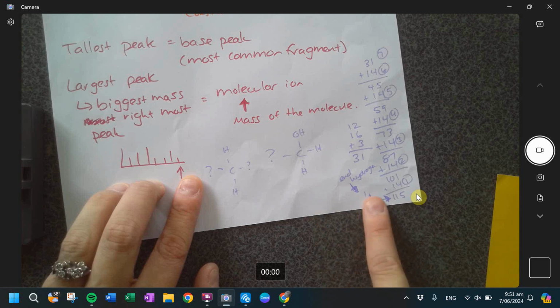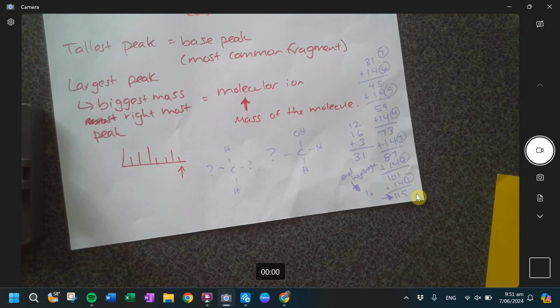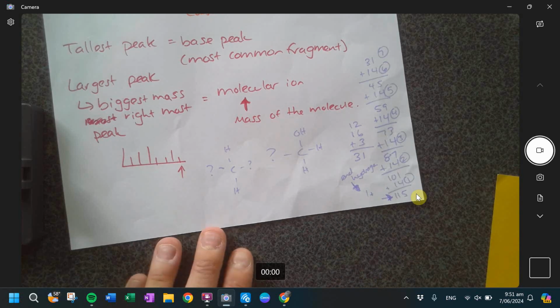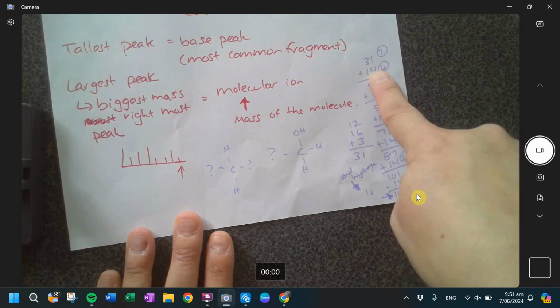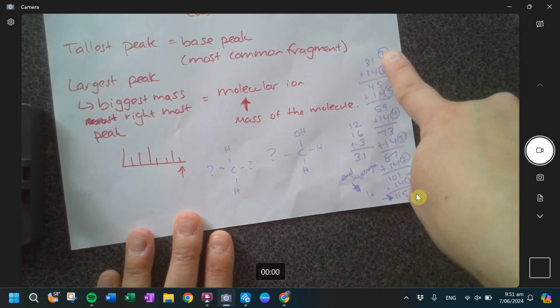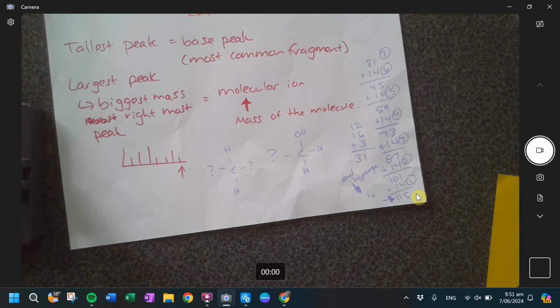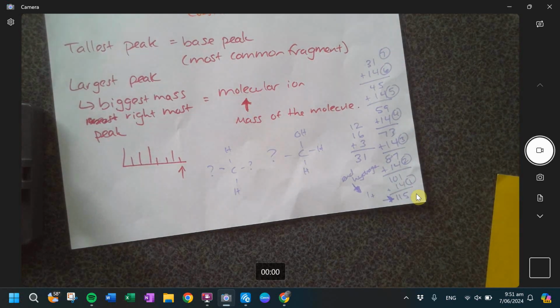And so now I have the hydrogen added, and I have 116. I then go through and count how many times did I add 14 plus my original molecule? 1, 2, 3, 4, 5, 6 plus my original over here, 7. So this molecule has 7 carbons, and the functional group is an alcohol. Are we okay with that so far?